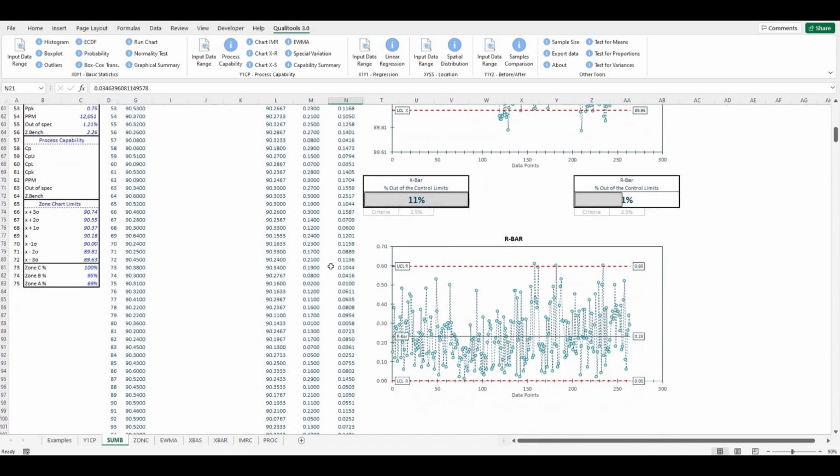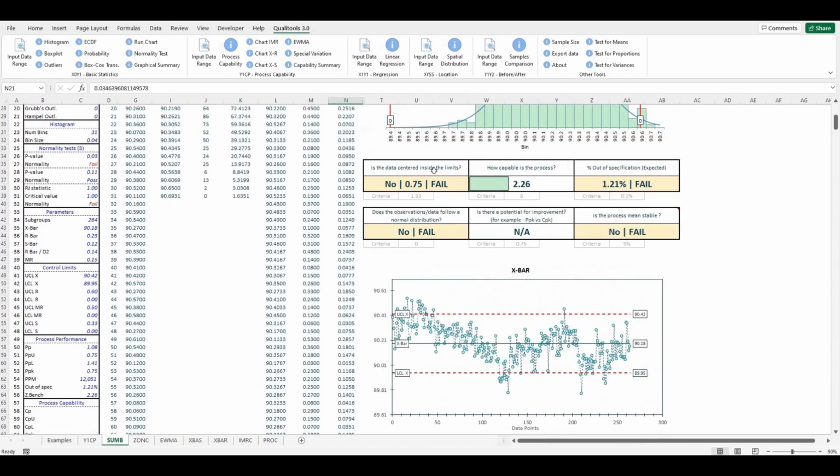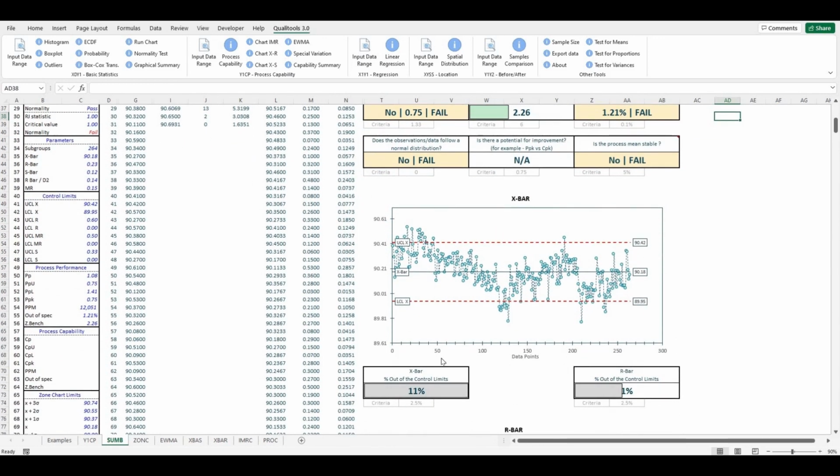It also contains 3 questions in the bottom part that help us to understand if there is any potential for process improvement. Scroll down in the template and we find the percentage of data outside of the control limits, if any.